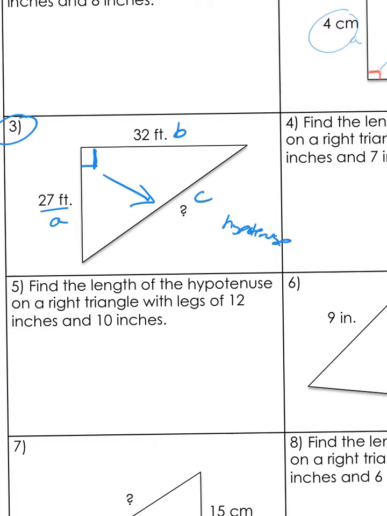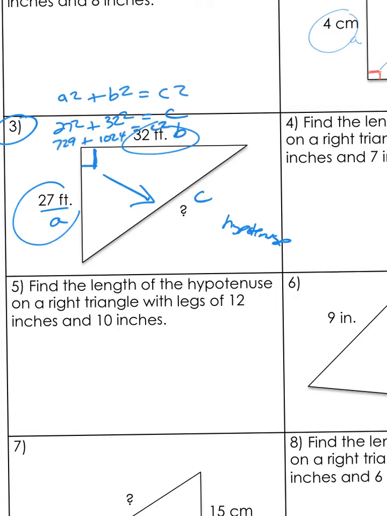So the Pythagorean theorem is a squared plus b squared is equal to c squared. So again, we're going to plug these in. Here is my a, so I'm going to go 27 squared. Here's my b, 32 squared. And my c, I don't know. And so when I plug those into the calculator, I get the following. I end up getting 729 plus 1024 is equal to c squared.